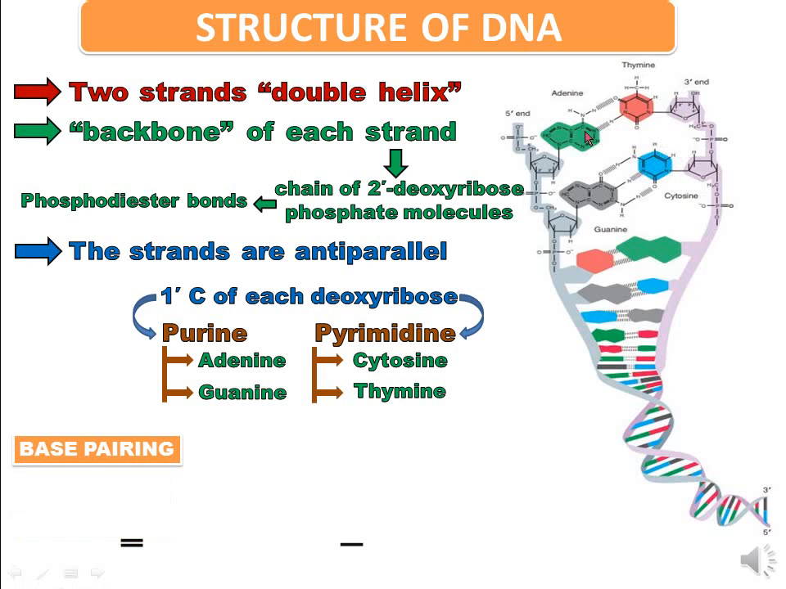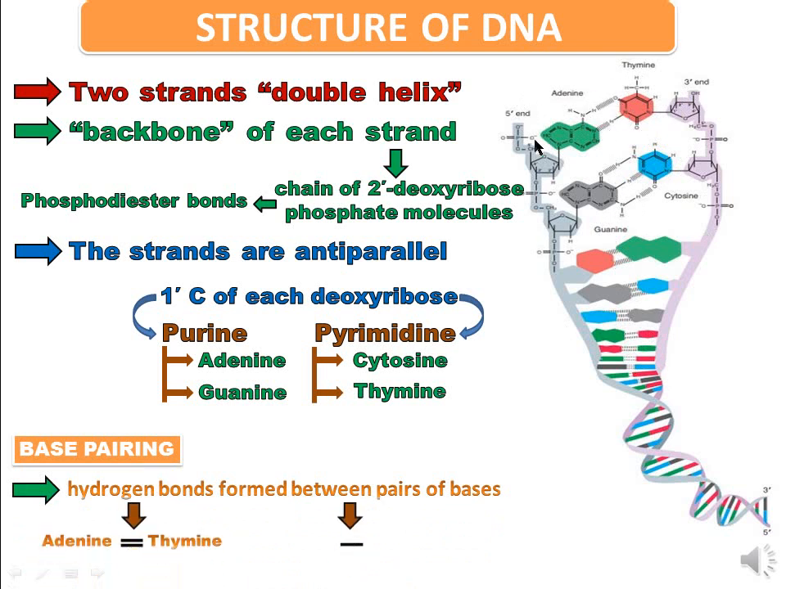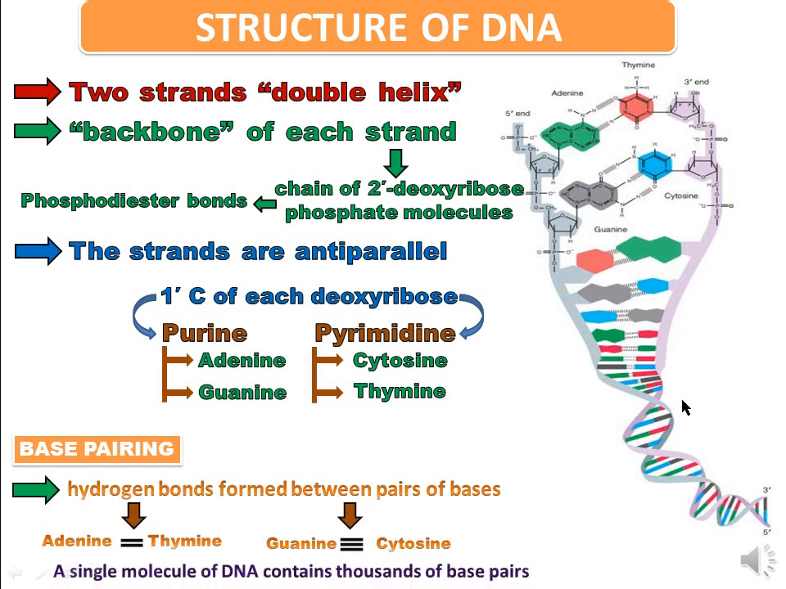These two strands are held together through these two dotted lines, which are hydrogen bonds. And hydrogen bonds are formed between purine and pyrimidine. There are two hydrogen bonds between adenine and thymine. In DNA, adenine always forms a bond with thymine and guanine forms a bond with cytosine, and three hydrogen bonds are present between guanine and cytosine. And in one DNA molecule, thousands of base pairs are present.